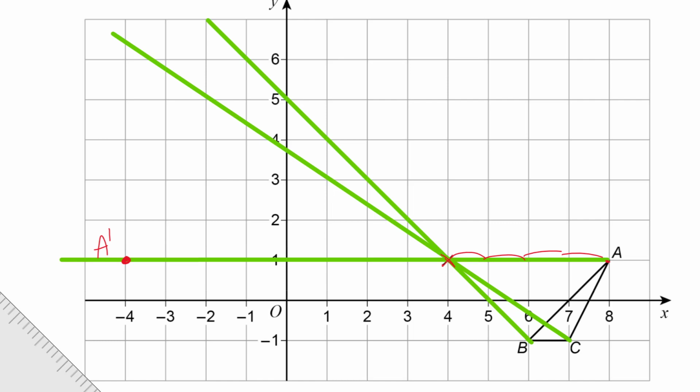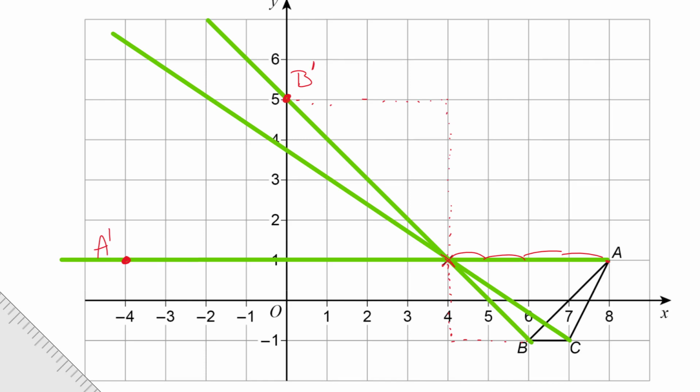So we're going to do the same thing with B and C. Now if you look at B, B is 1 unit below and 2 units to the right of the centre of enlargement. So I'm going to multiply that by a scale factor of -2. So rather than being 2 below, it's going to be 2 times 2, 4 above. So it's going to be 4 units up from the centre of enlargement. And rather than being 2 units to the right, it's going to be 4 units to the left. And you should find it lands on one of your ray lines. So that point there is my point B dash.